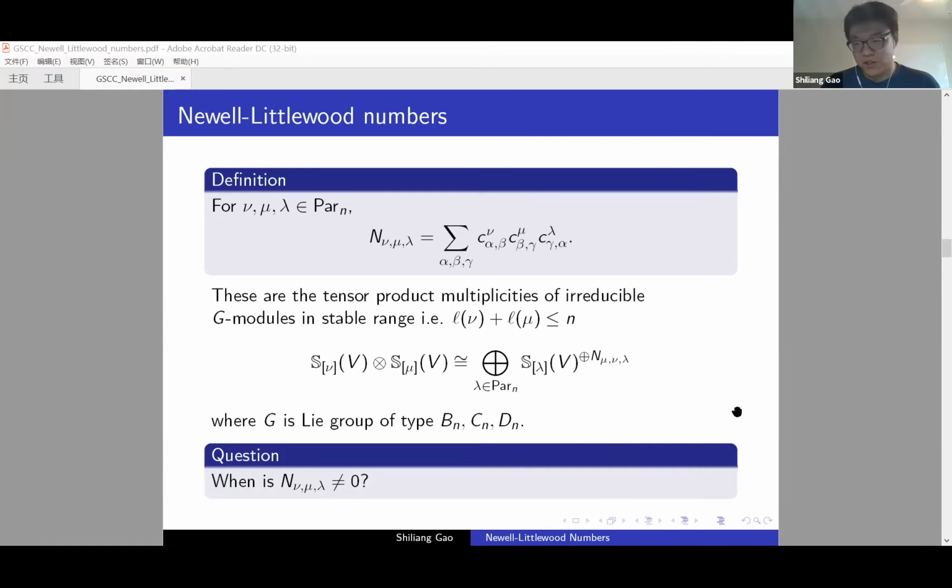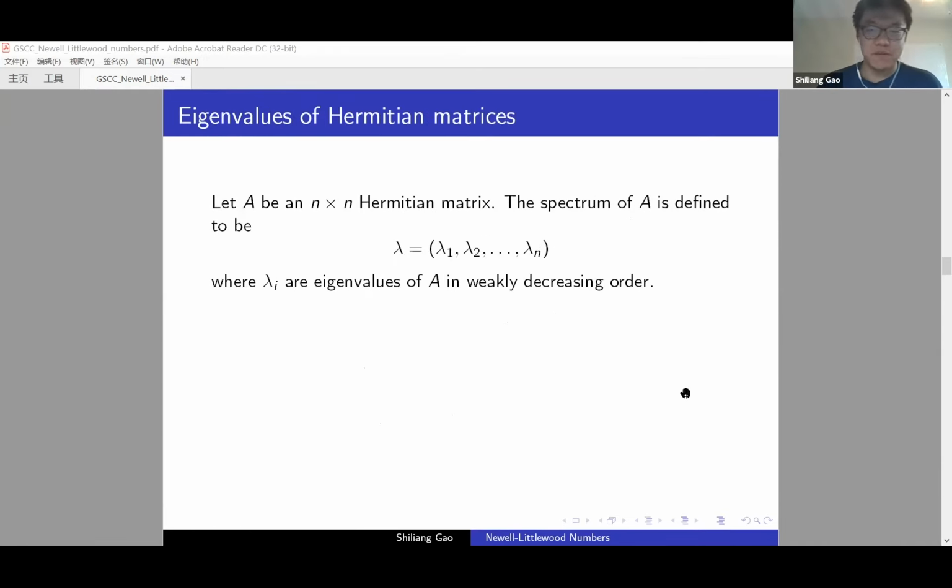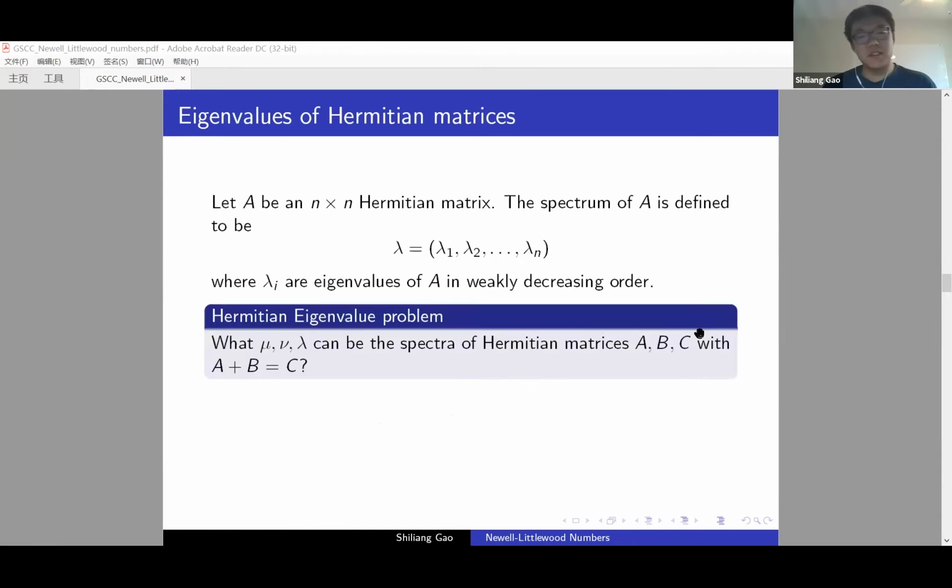But first, I'll take a detour and talk about eigenvalues of Hermitian matrices. Let A be an n by n Hermitian matrix. The spectrum of A is defined to be this lambda, where the lambda i's are the eigenvalues of A in weakly decreasing order. The famous Hermitian eigenvalue problem asks: what mu, nu, lambda can be the spectra of Hermitian matrices A, B, and C with the property that A plus B equals C?